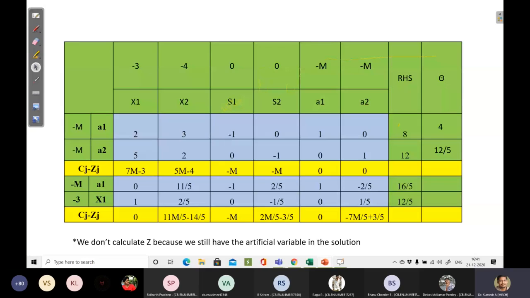Now what's the situation? 11 by 5 will be taken as the key column. So next, this will be your key column. Find the replacement ratio. So 16 by 5 divided by 5, and 12 by 5 divided by 2 by 5. So 16 by 11 and 12 by 2 will come. 1.45. 16 by 11 we will get.